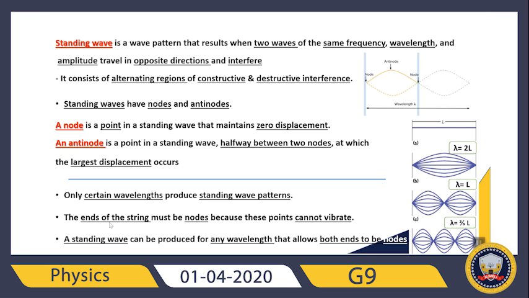So at the end of the string there must be nodes, because these points cannot vibrate. Be careful, always nodes cannot vibrate, so they will always be at the ends of the string. The standing wave can be produced by any wavelength that allows both ends to be nodes. So the most important thing is that the two ends of the string will be nodes. Okay, so this is about the standing wave.